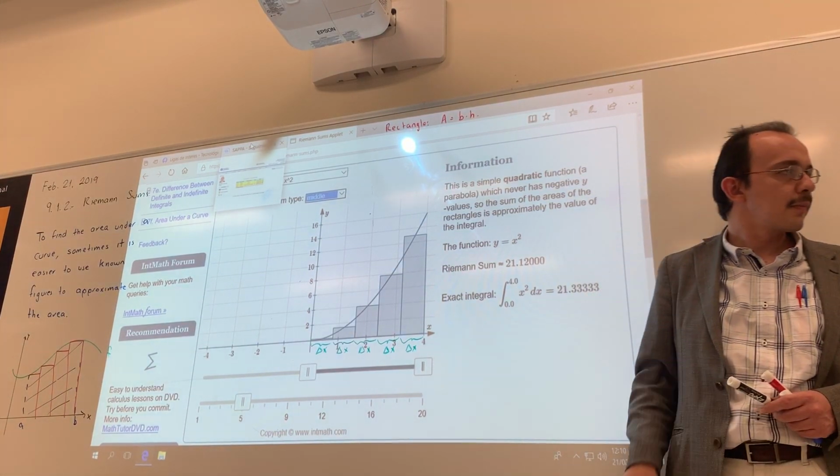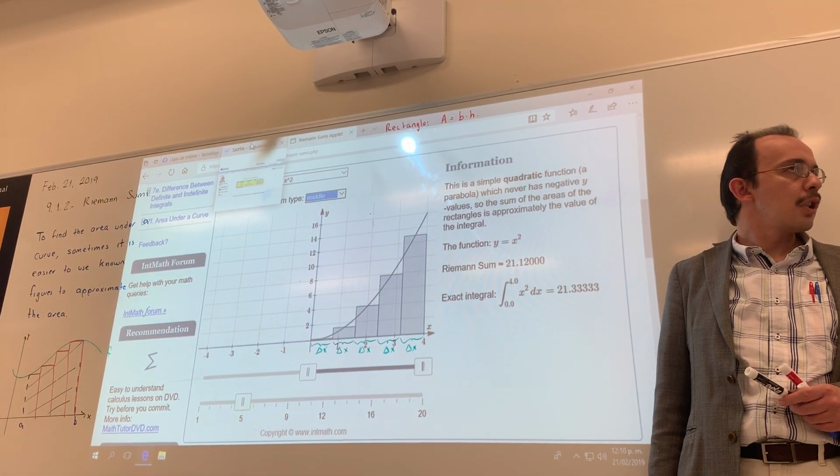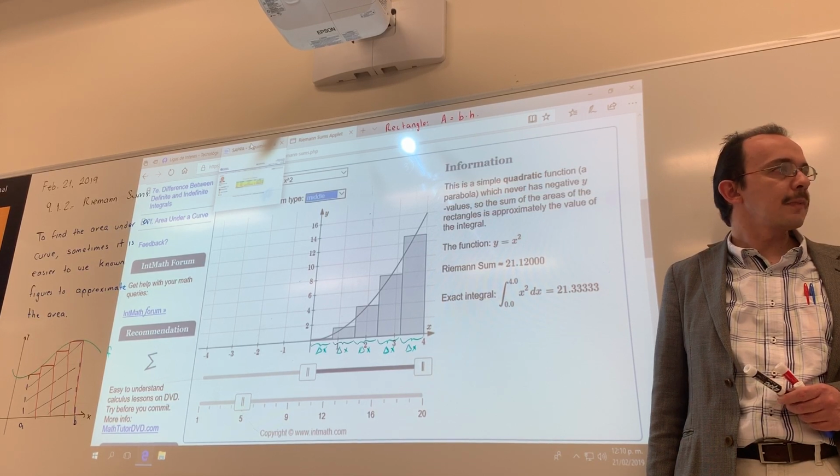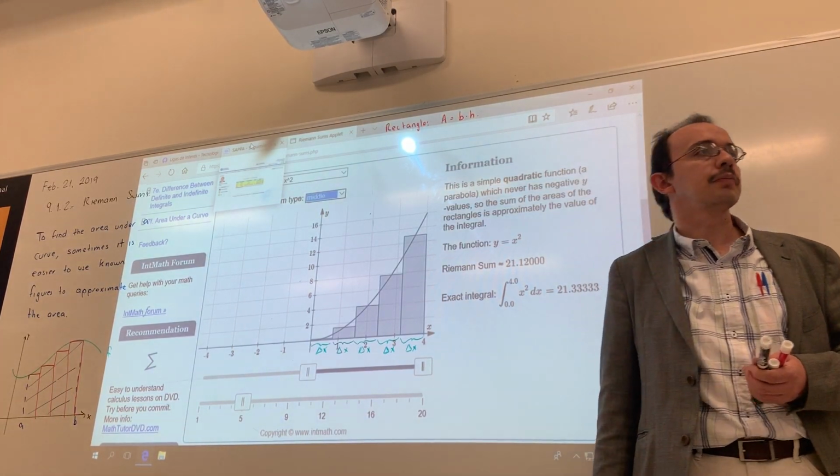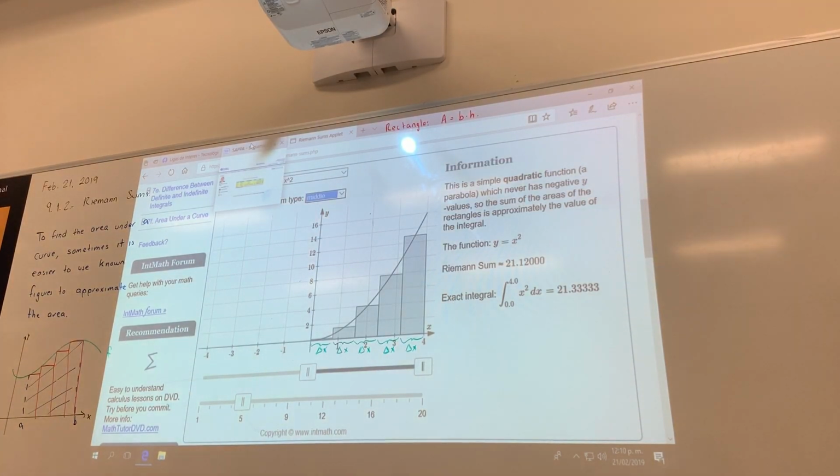O sea, te da igual de exacto, ¿no? Uno u otro. Not necessarily. But we'll see by an example. So you will get the same result by using the different.